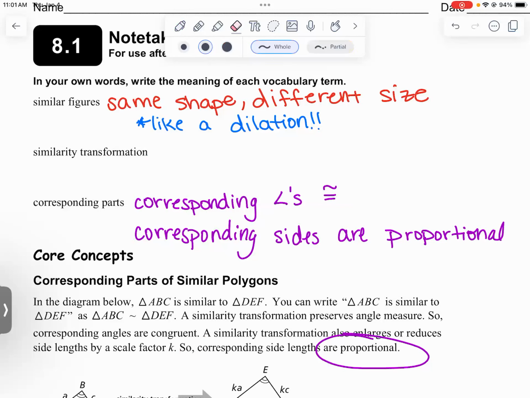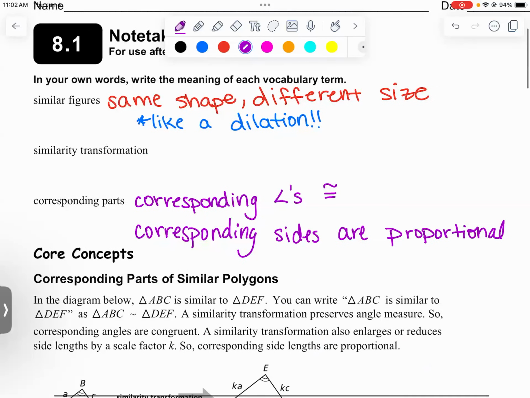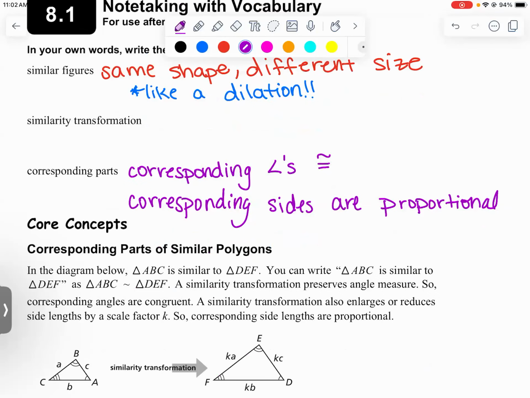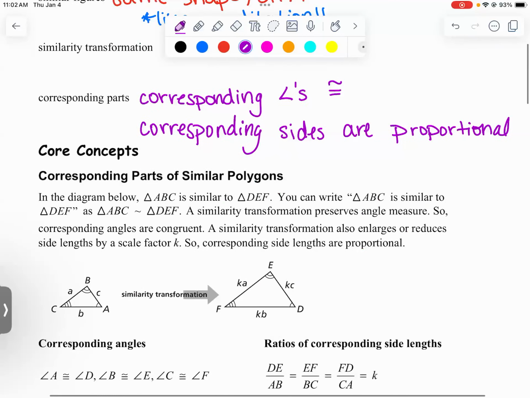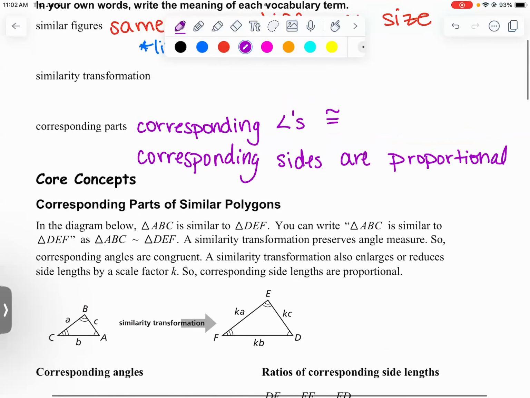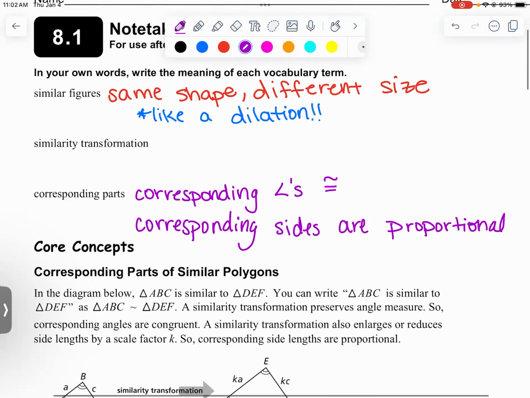Who can tell me what proportional means? They're the same size. What's a proportion? It's like something divided up equally into different sizes. I don't know. Divided up. It's a certain type of size.